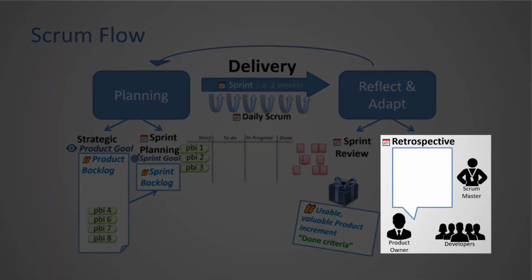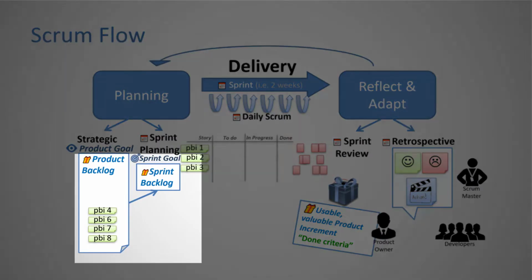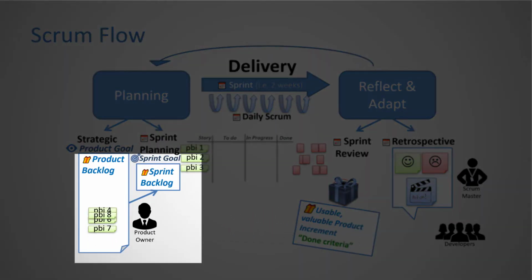In the retrospective, the team says what went well, what needs to improve, and define actions for improvement for the next sprint. During the sprint, the product owner, in collaboration with the Scrum team, will also update the product backlog in an ongoing activity called Product Backlog Refinement.